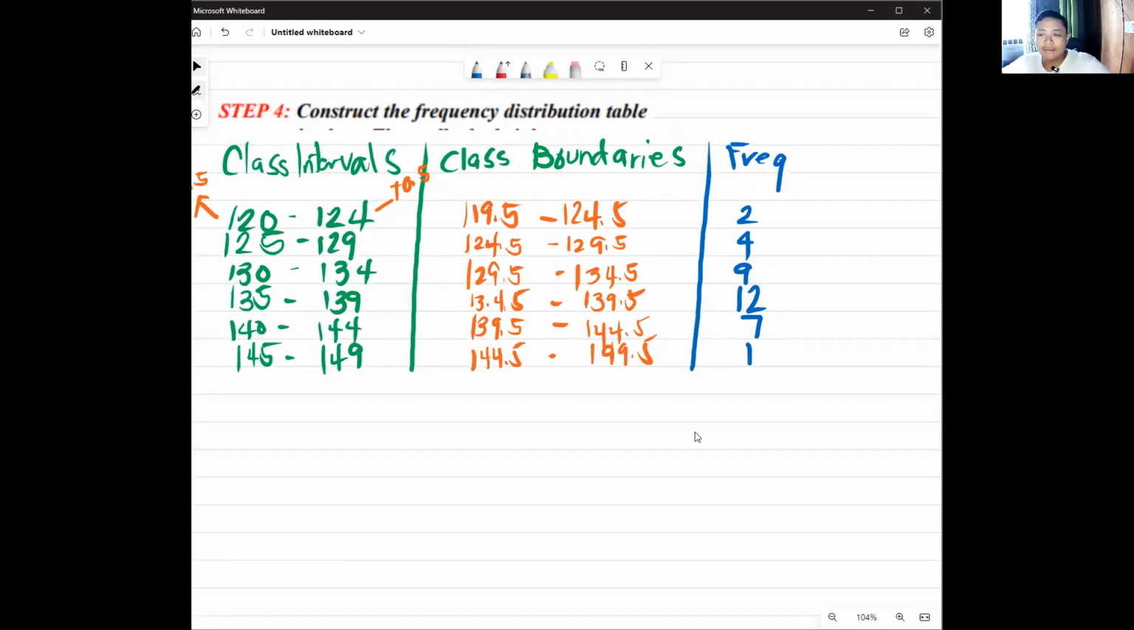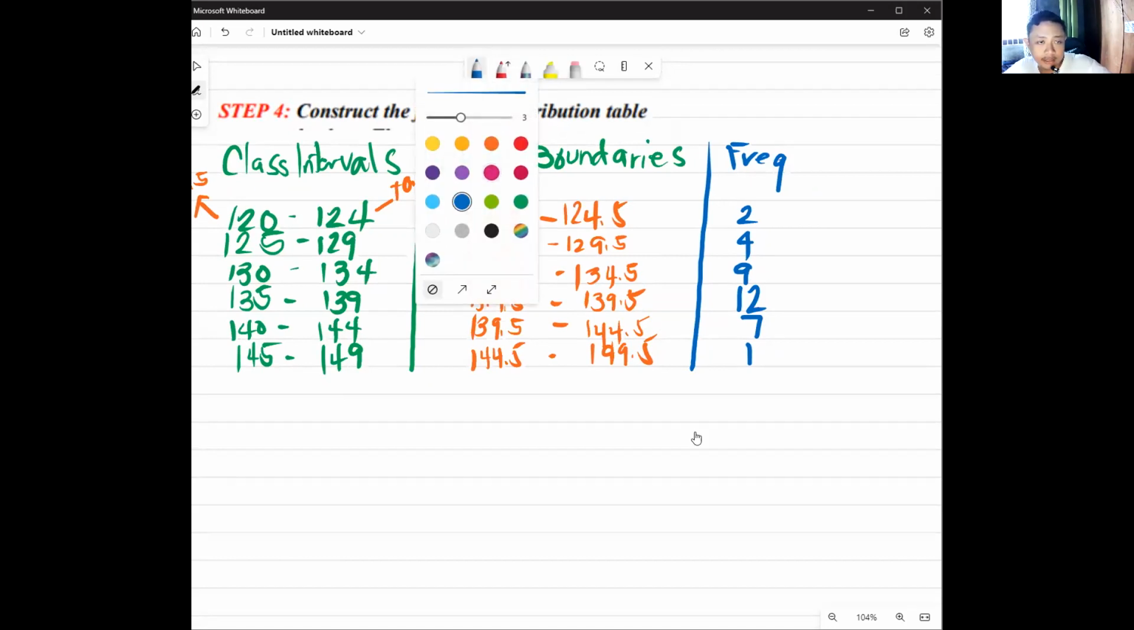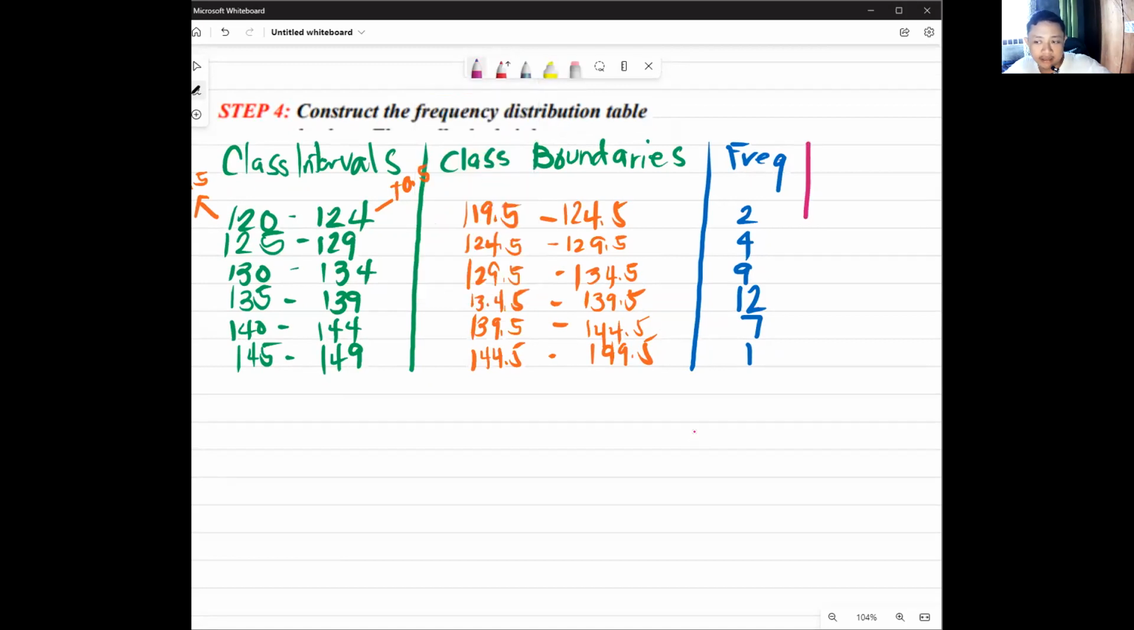Okay. Now that we have the frequency, we now have to do the cumulative frequency. Madali lang to. CF. Cumulative frequency. Ayan. So we will just add from 2 pababa hanggang sa maging 35, equal sa ating n.